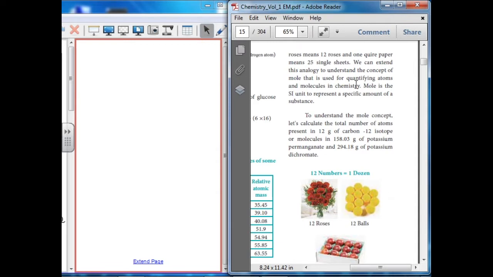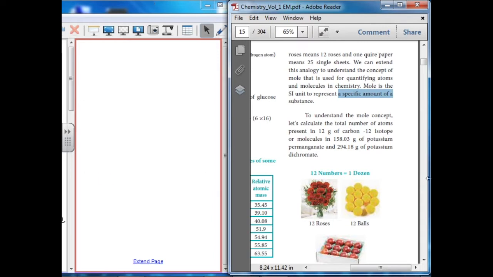So the concept of mole is used for quantifying atoms and molecules in chemistry. Mole is the SI unit to represent the specific quantity of a substance. We use mole to calculate the quantity of a substance. For example, to calculate how much amount of atoms or molecules is present, the term we use is mole.